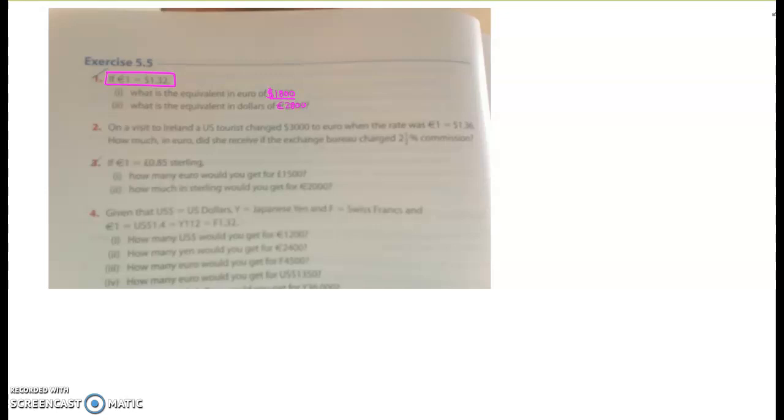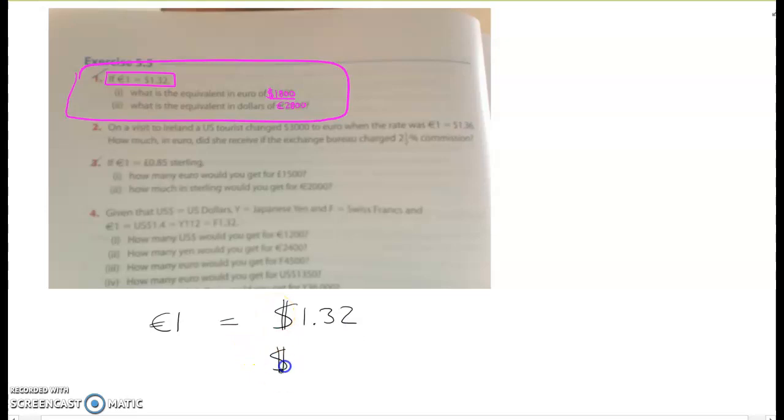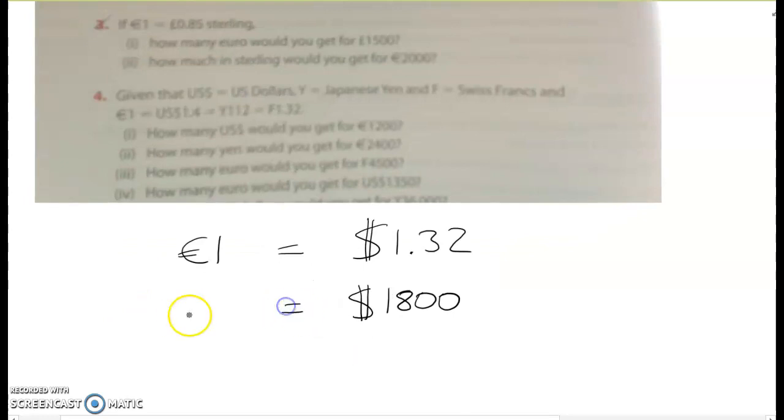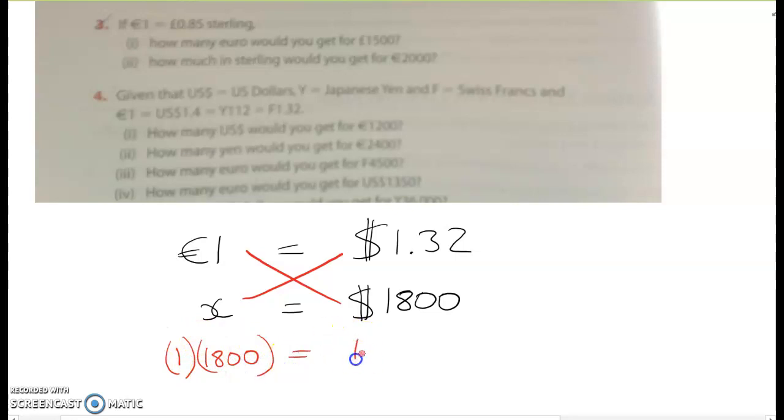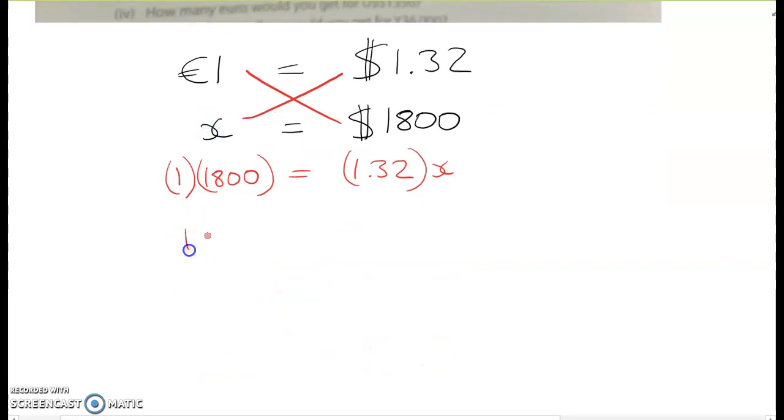Okay, I hope you paused it, because I'm going to keep going as though you've done it. I'm doing this question up here, question 1. Now, what's the first step? We write down the exchange rate. So €1 is equal to $1.32. And they want to know what we'll get from $1,800. So I put the 1,800 over on this side. And I don't know how many euro I'm going to get, so I put my x there. Okay, I cross multiply. So it's going to be 1 by 1,800 is equal to $1.32 by x, which means 1,800 is equal to 1.32x.